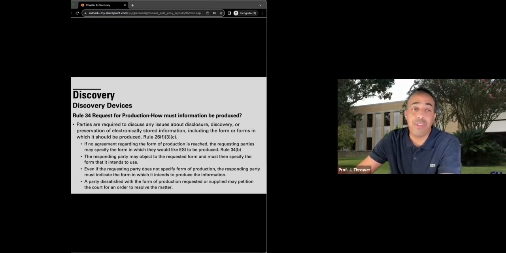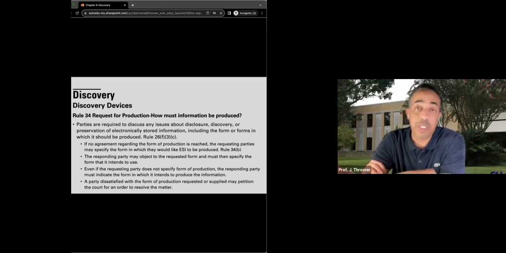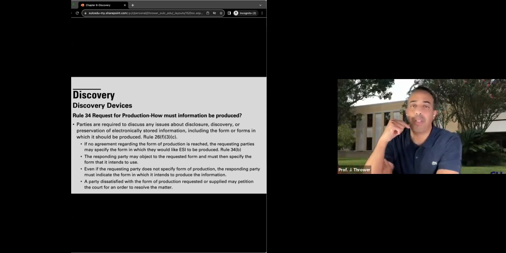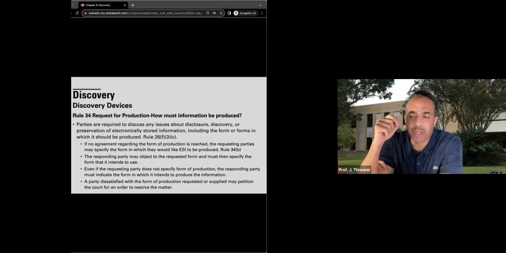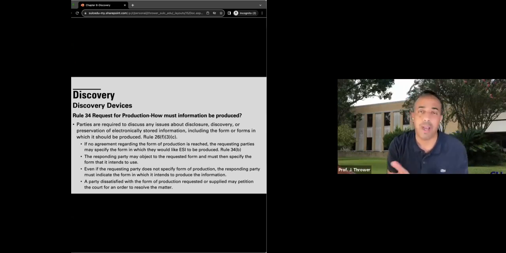Even if the requesting party fails to specify the form in which it desires the information to be produced, the responding party nevertheless must indicate the form in which it intends to produce the information. This is important when you think about electronically stored information, because documents may be kept, for example, in a PDF file. And if you desire to do a word search, really now it's a little bit different, since PDF files and Adobe type files are now a lot more flexible in terms of their searchability.